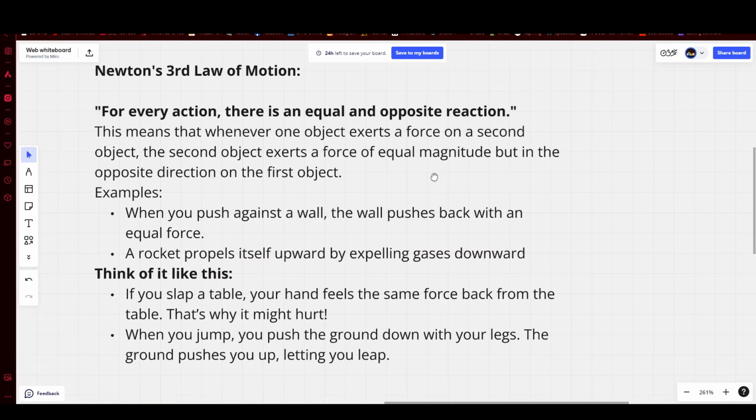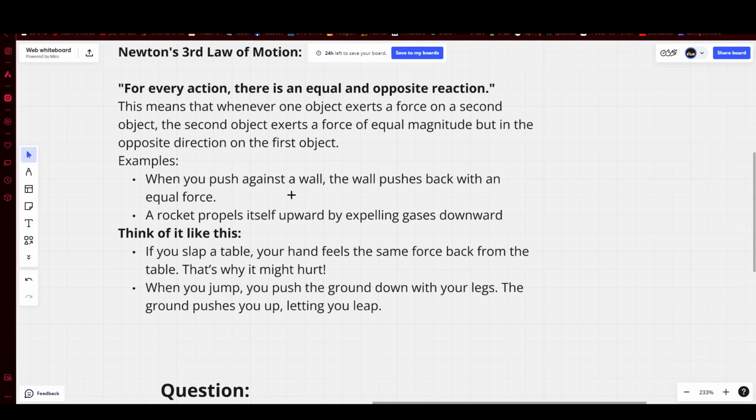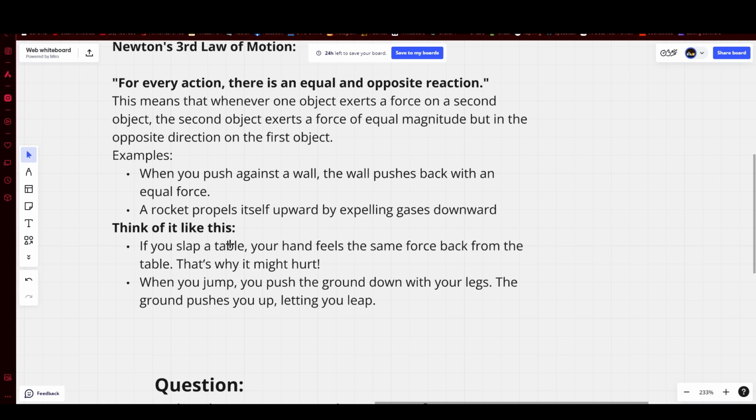So today we are going to be talking about Newton's third law of motion, which states that for every action, there is an equal and opposite reaction. This means that whenever one object exerts a force on a second object, the second object exerts a force of equal magnitude, but in the opposite direction onto the first object. For example, when you push against the wall or hit it, the wall pushes back with an equal force. Another example is that a rocket propels itself upward by expelling gases downward.